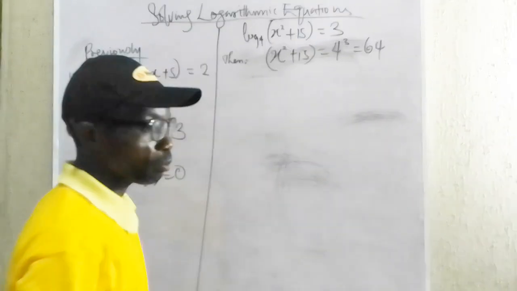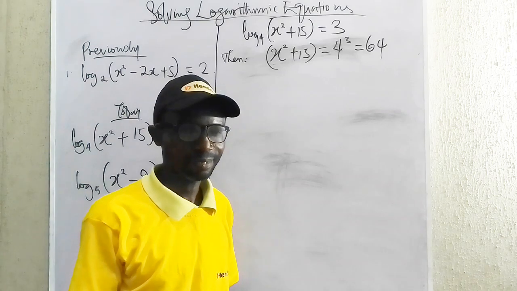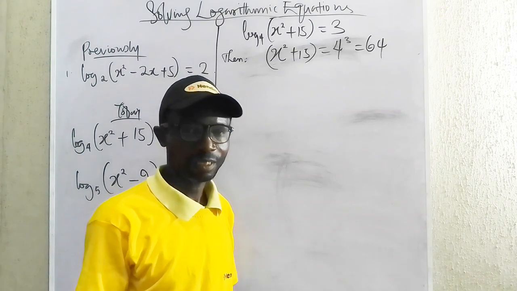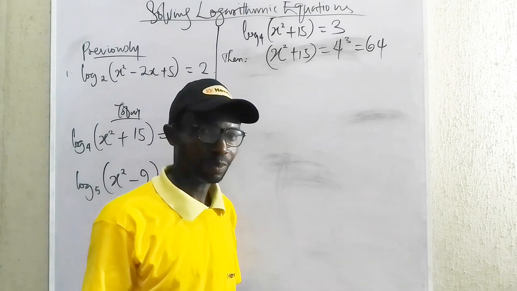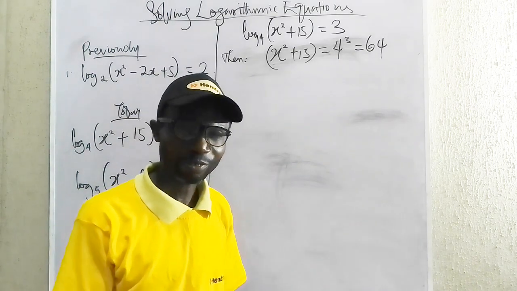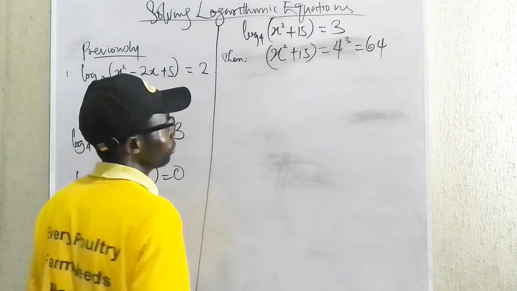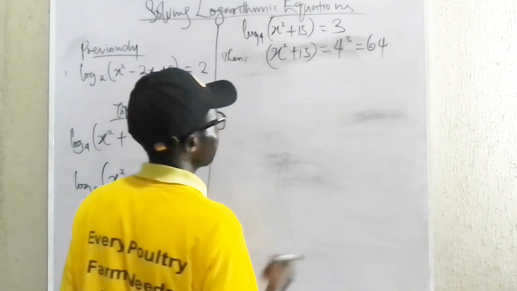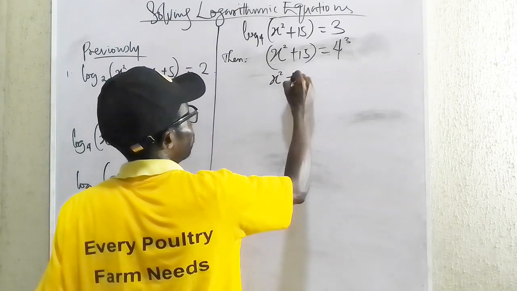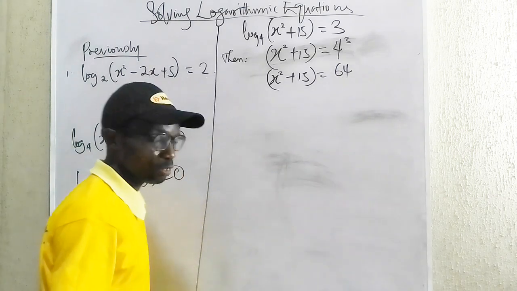Now, a time will come where you will just know these things. You will just know that 2 raised to the power of 5 is 32, that 8 raised to the power of 2 is 64, because you've been working on these things over and over. So you just know that 4 raised to the power of 3 is 64. You solved questions on it over and over. Let me just repeat it for the benefit of others: x raised to the power of 2 plus 15 is equal to 64.